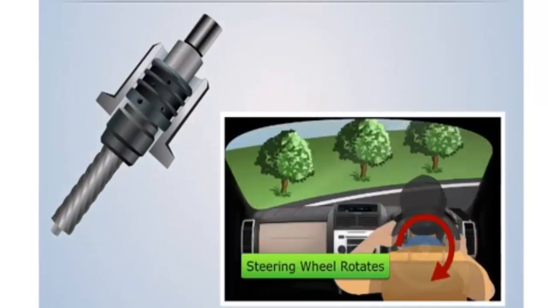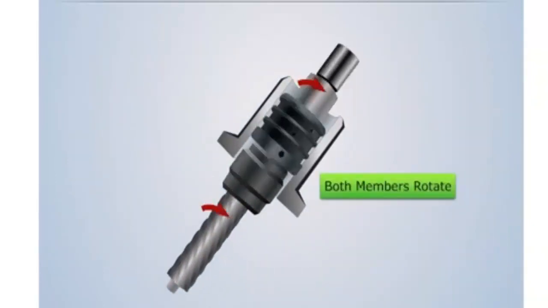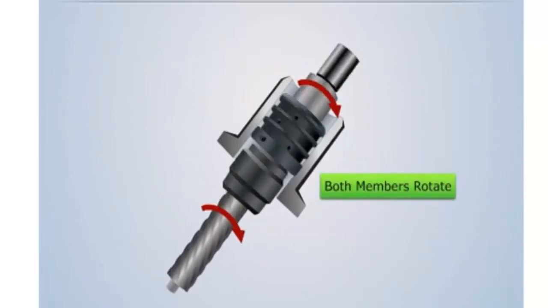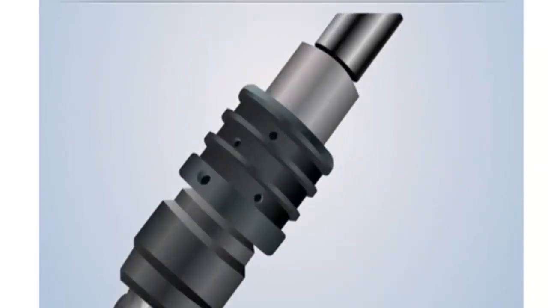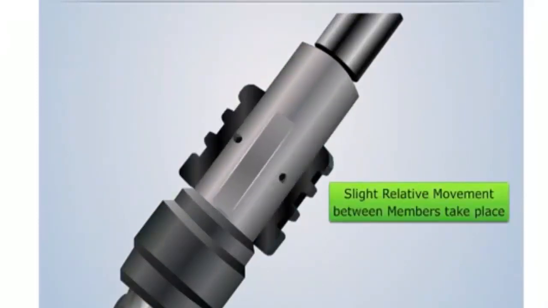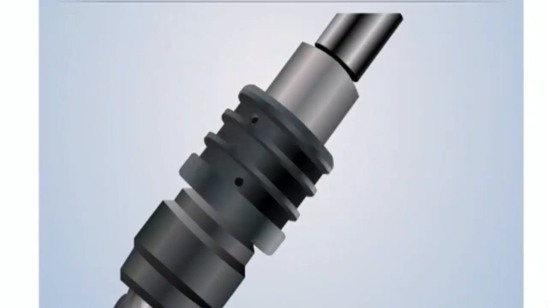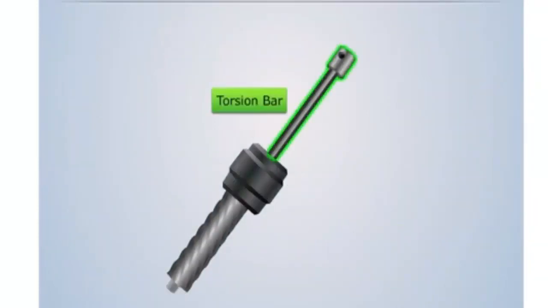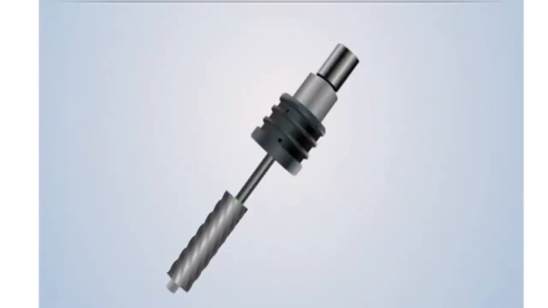Now when the steering wheel rotates, both members rotate in the steering gear housing. However, there is small relative movement between both the members. This is because a torsion bar is provided inside the inner member, which is connected to the input shaft at one end and to the pinion gear at the other end.